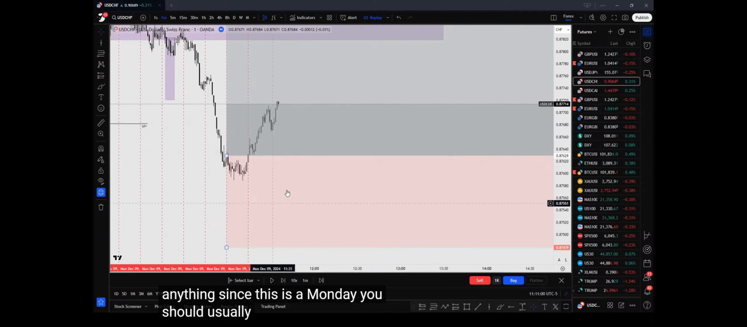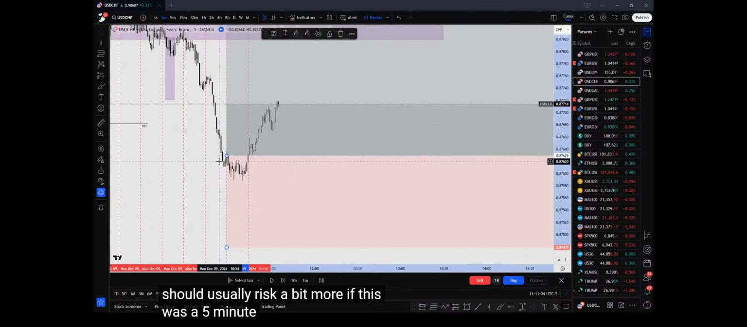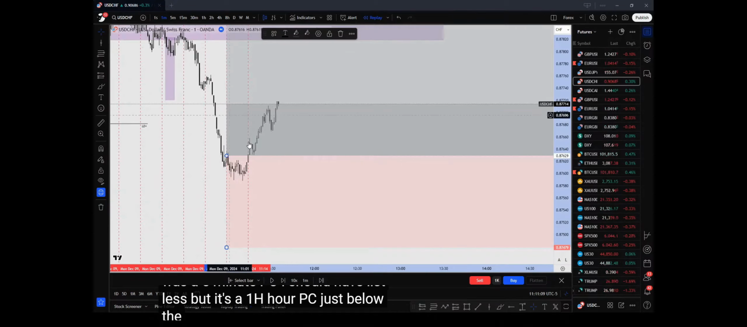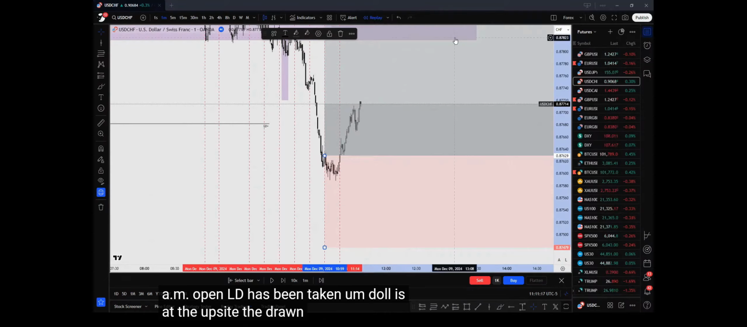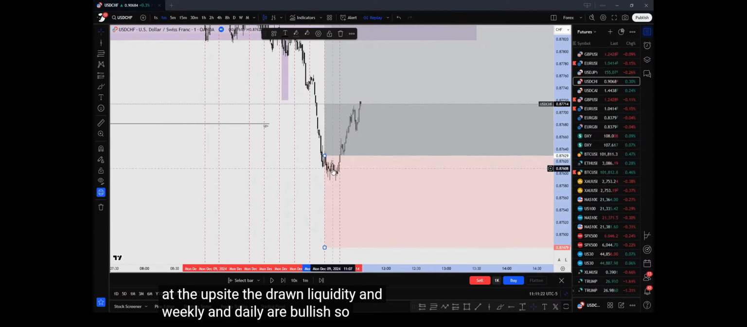Since this is a Monday, you should usually risk a bit more. If this was a 5-minute PC, I should have risked less, but it's a 1 hour PC just below the previous 4 hour, below the 9 a.m. open. LD has been taken. Doll is at the upside, still on liquidity. And weekly and daily are bullish, so I should have risked more.